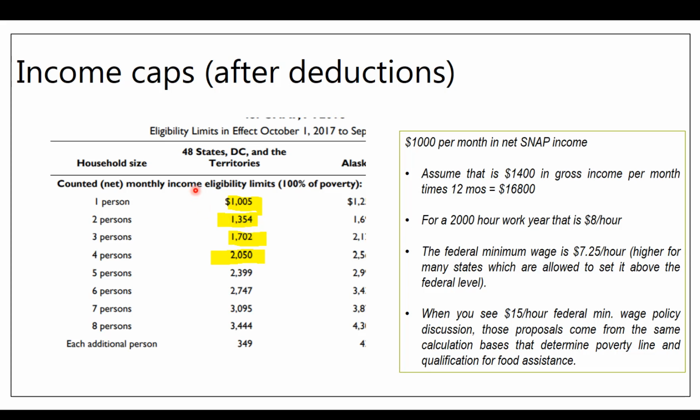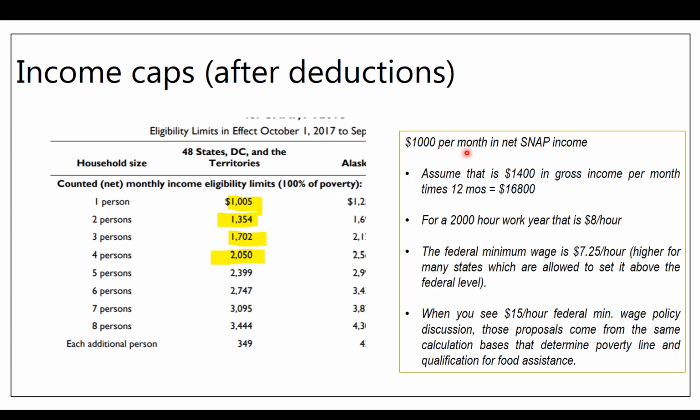Okay, so these are the eligibility limits. You gotta be below these. Okay, above those, you are not qualifying. Did some calculations here. Not going to take credit for them. They came from somewhere else, or at least the idea did.